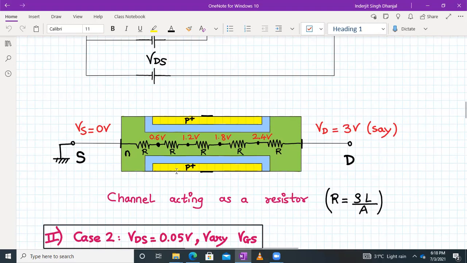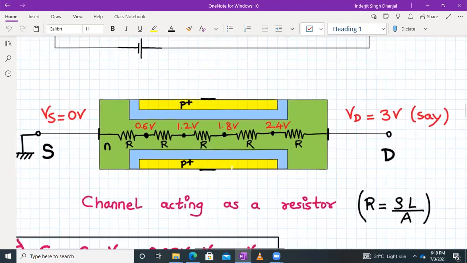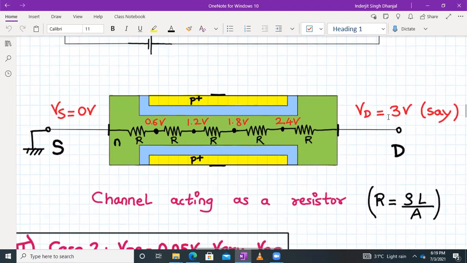Okay. So what really happens, let me explain with an example. Here we are considering VD voltage as 3 volt, for example. So let's consider this situation. What really happens is your entire channel is uniformly distributed now. So your effective channel resistance varies along the channel length, and that is what is happening. So effectively it's acting as a resistor.